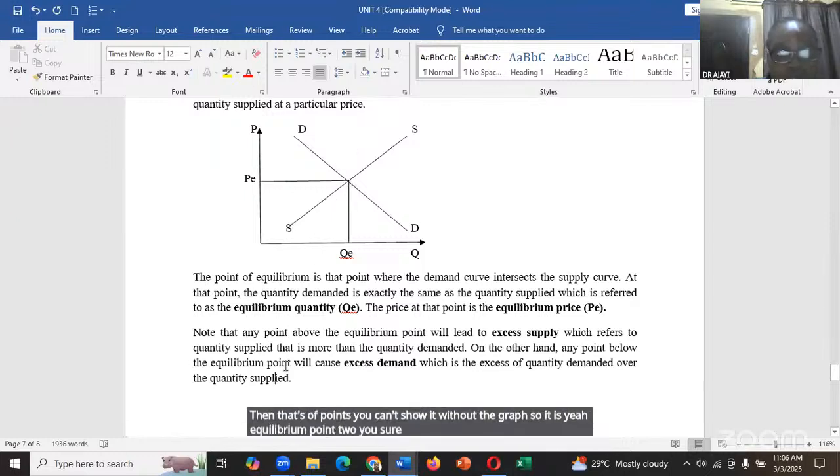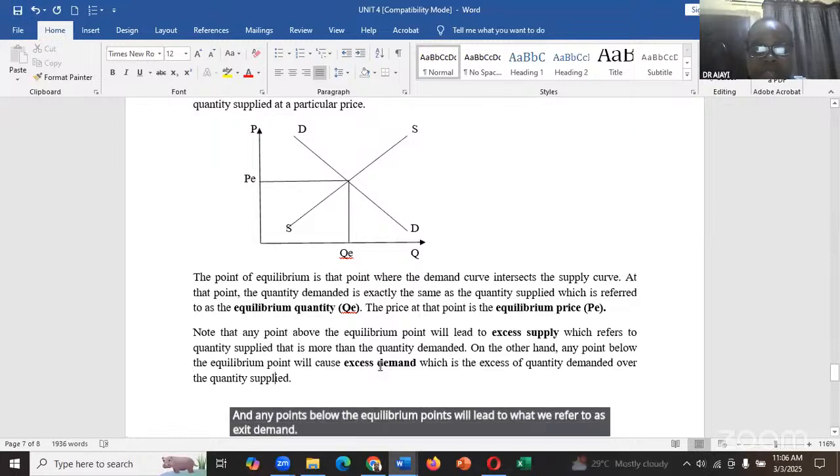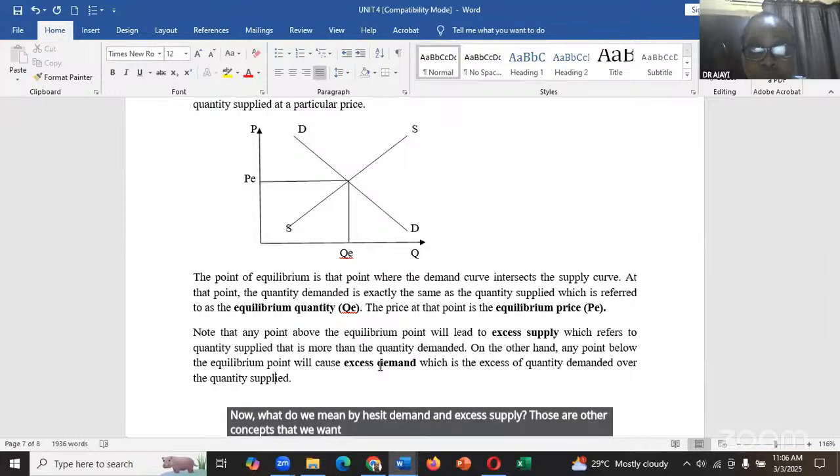Then note that any point above the equilibrium point will lead to what we call excess supply, and any point below the equilibrium point will lead to what we refer to as excess demand. Now, what do we mean by excess demand and excess supply? Those are other concepts that we want us to take note of.